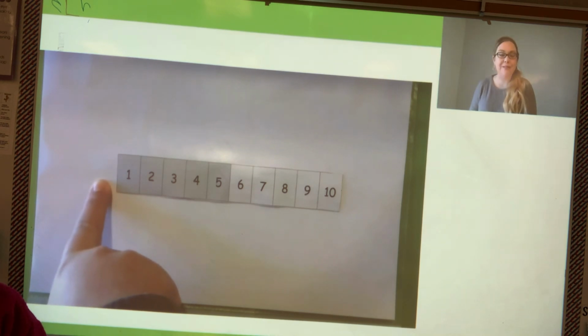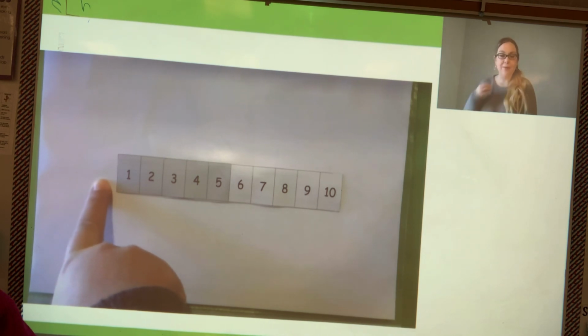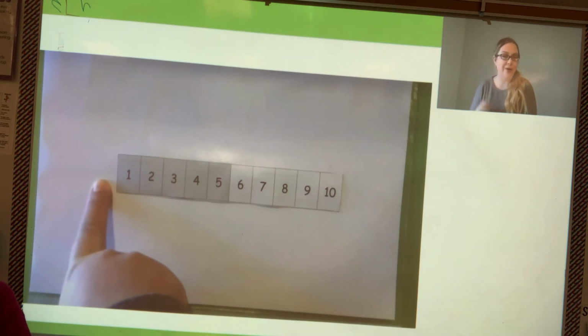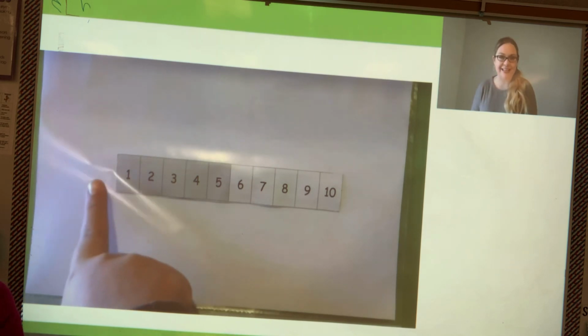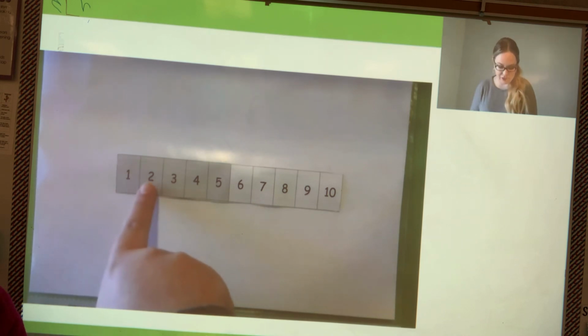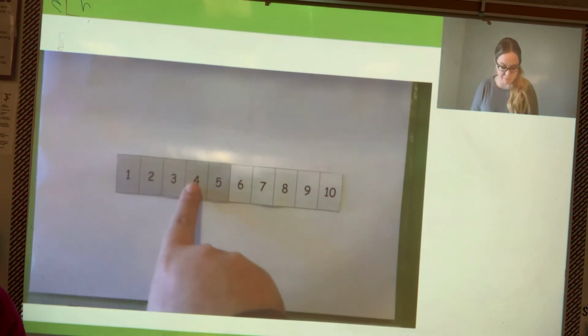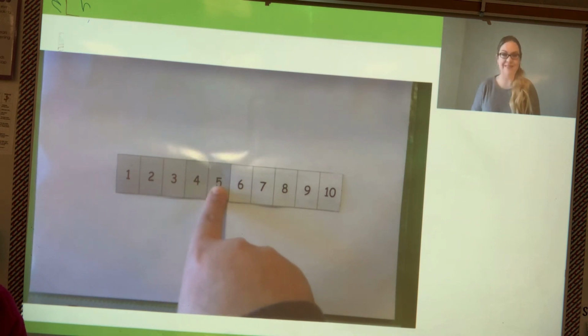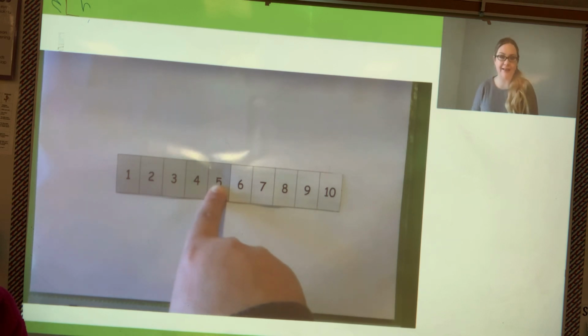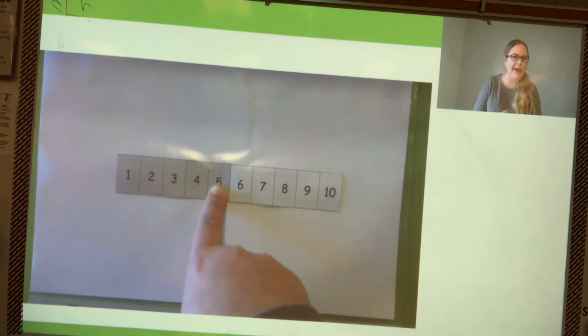Now I want to count and move up 5 spaces so that I'm on the number 5. So I'm going to count and move my finger, and I want you to do the same using your finger and your number path. So let's count. 1, 2, 3, 4, 5. So now we're on the number 5. And I want to make an addition number sentence starting with the number 5.